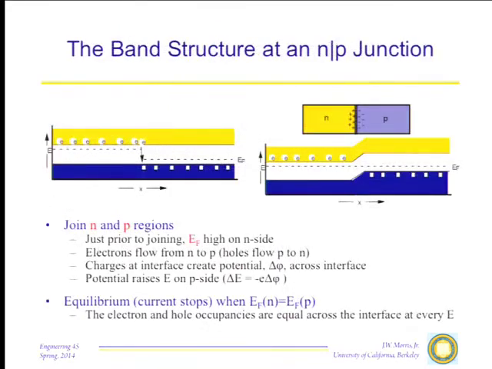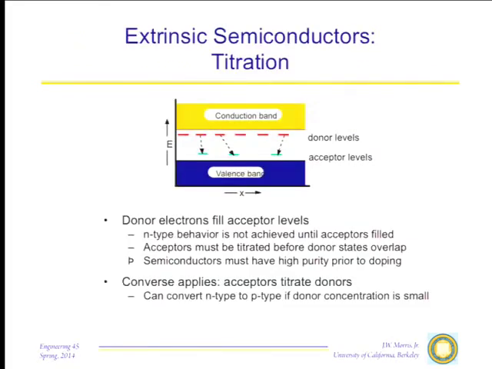Okay, let's talk about junctions now. What happens at an NP junction? What happens at an NP junction is really pretty straightforward. Remember that, first of all, let's focus not on the donor and acceptor levels, but on the Fermi level. At low temperature in a donor material, the Fermi level is going to wind up halfway between the donor levels and the bottom of the conduction band. It's proven mathematically in the notes.